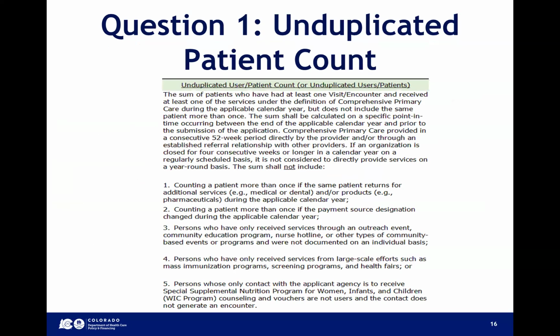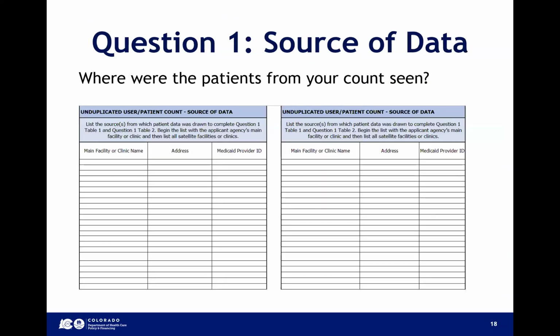So the second part of question 1 is your source of data. Where were your patients from your count seen? We need your main facility as well as any satellite clinics that you might have. I know some of our agencies have numerous clinics, so if you run out of room in the application to list them all, you can create an Excel sheet and upload that to your SharePoint. We will accept that, but this is very important for you to make sure that you are listing all locations that your patients were seen.